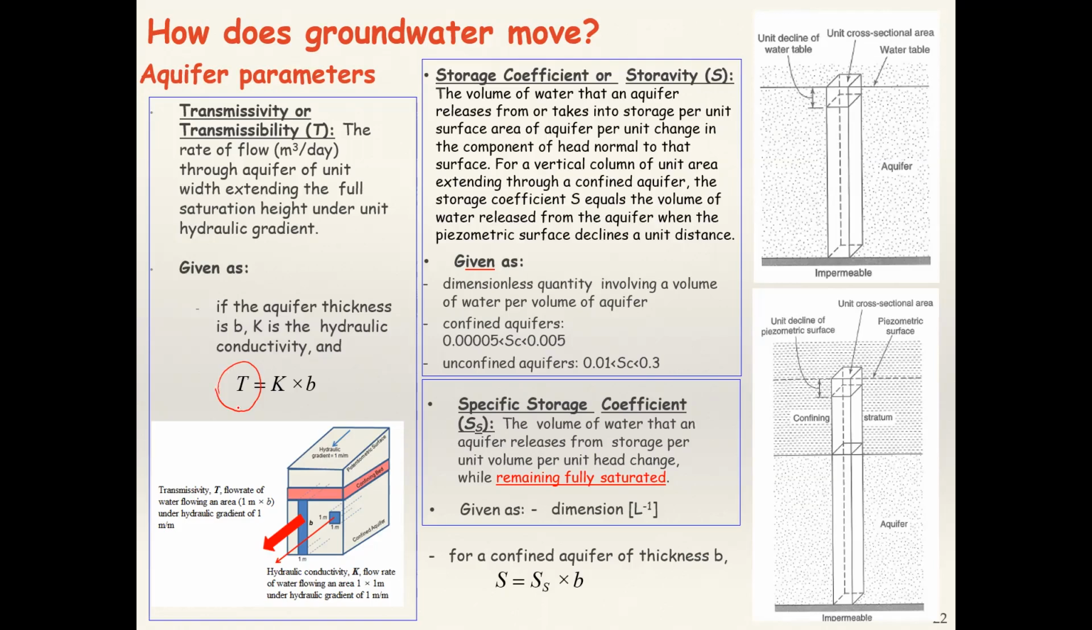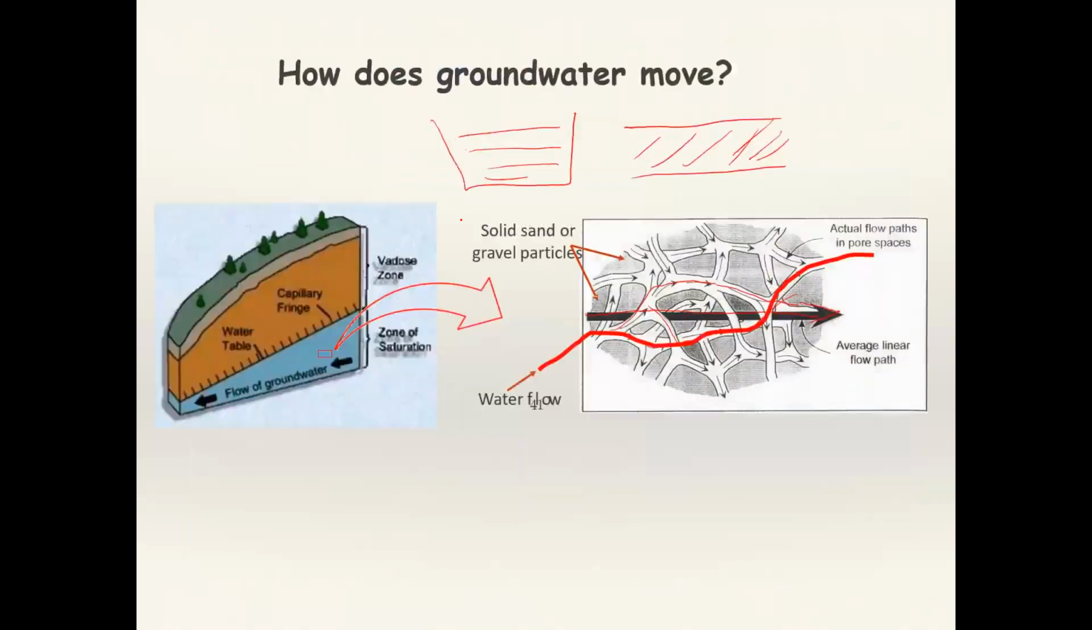In other words, there is a very simple relation between the transmissivity and the hydraulic conductivity. What is it? Transmissivity, that is the capital T, is equal to the hydraulic conductivity, which is K, multiplied by the saturated thickness of the aquifer. If it is a confined aquifer, that is the thickness of the aquifer itself. But if it is an unconfined aquifer, that is the height from the impermeable layer to the water table, right?